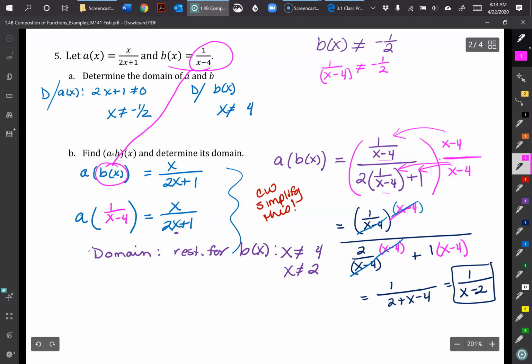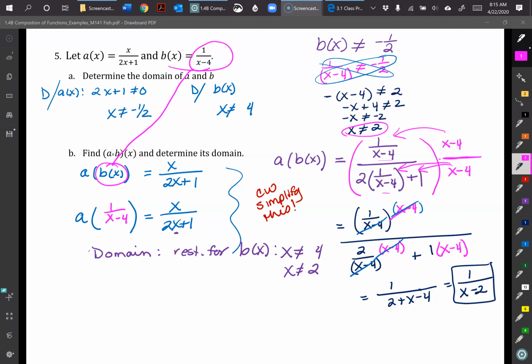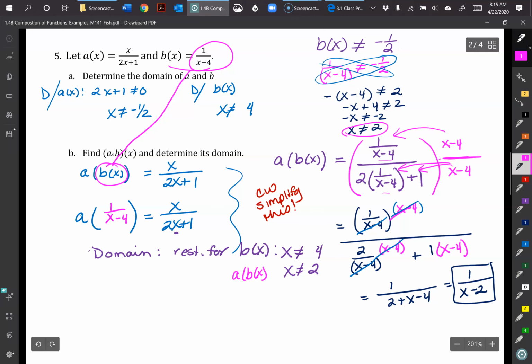Okay, so I'm going to pause and you can work that out, and I'll work it out also. Okay, so we have worked this out. I get x can't equal 2, which is the same as what I have down here for my composite. When I have the a of b of x, the domain for that is also x not equal to 2. So that will work out just fine.